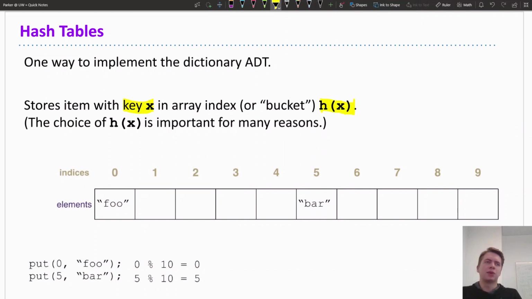One example of a hash function here is that we'll just map the key to the value resulting from modding the key by the size of our hash table. In this case, it's 10. So 0 mod 10, this key value pair would be mapped to 0. So that's how we ended up with foo in index 0. And if we tried to insert the key value pair of 5 bar, 5 mod 10 is equal to 5. So we would input bar into index 5.